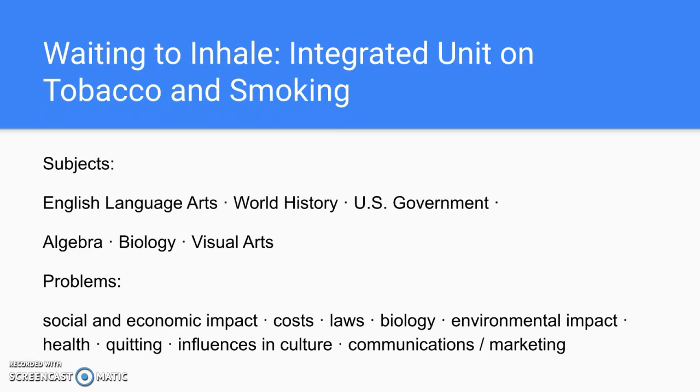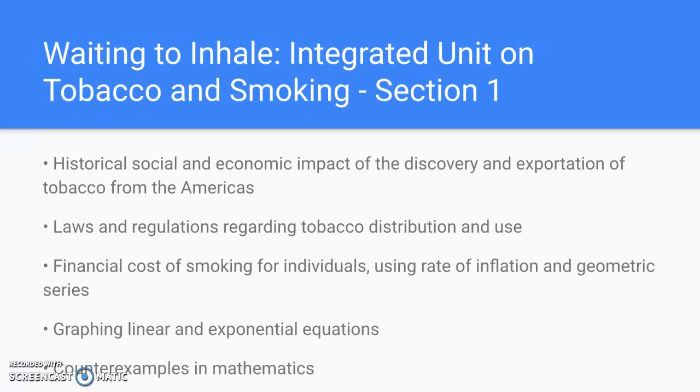Some of the problems that were talked about were to do with the socioeconomic impacts, the cost, the laws, the biology of smoking, the environmental impact, quitting, influences on culture, and again, communications and marketing. So the first unit was basically sort of the fact-setting part of it.